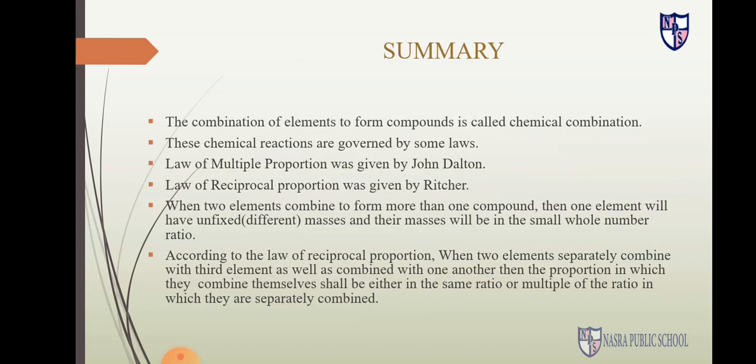Here is the summary of the lecture. The combination of elements to form compounds is called chemical combination. These chemical reactions are governed by some laws. Law of multiple proportion was given by John Dalton. Law of reciprocal proportion was given by Richter. When two elements combine to form more than one compound, then one element will have unfixed or different masses, and their masses will be in the small whole number ratio.